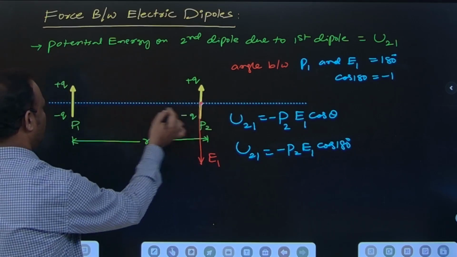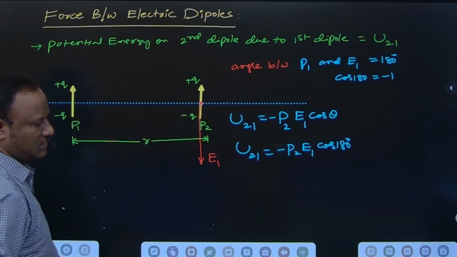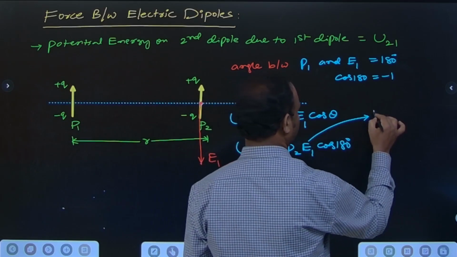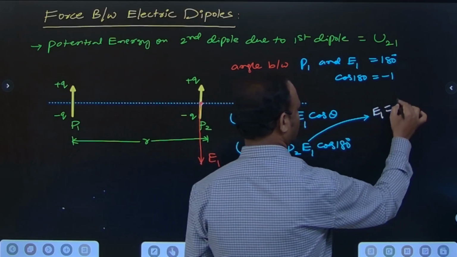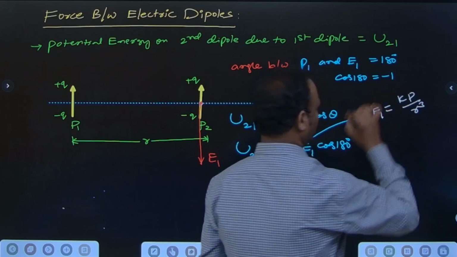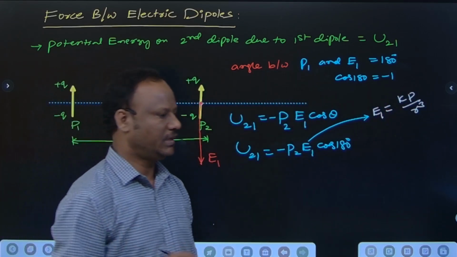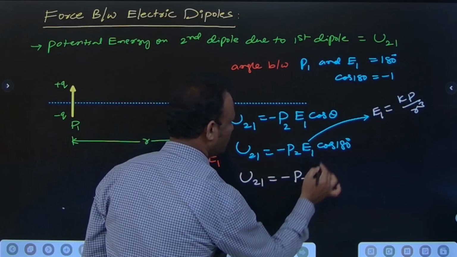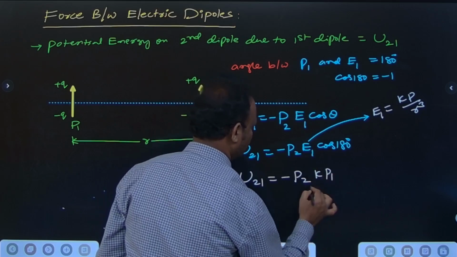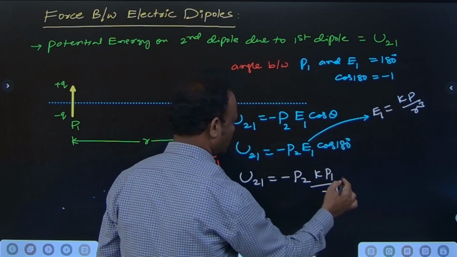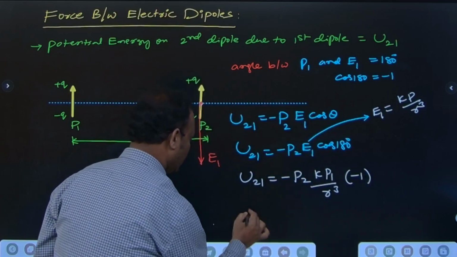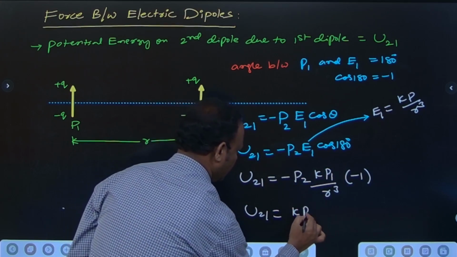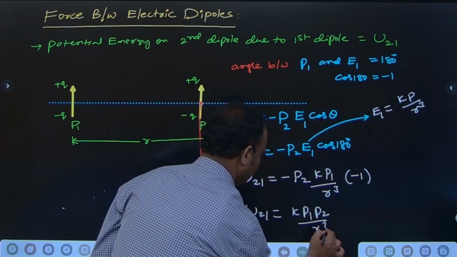Now, what is the electric field due to the first dipole at this point? This point is an equatorial point, correct? So the electric field at an equatorial point is E1 equal to Kp by r cube. On an axial line, it is 2Kp by r cube. So U21 is equal to minus P2 times Kp1 by r cube times cos 180, which is minus 1. U21 is minus into minus, plus. So this is K P1 P2 by r cube.